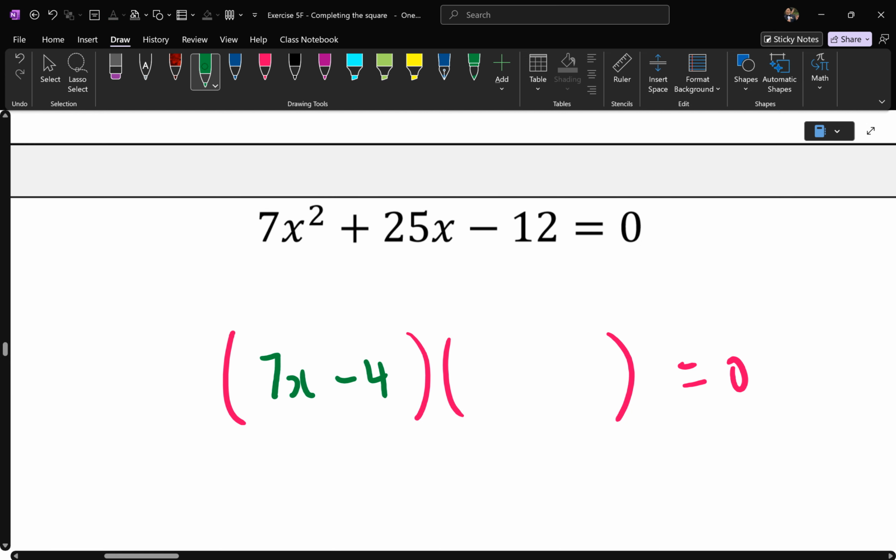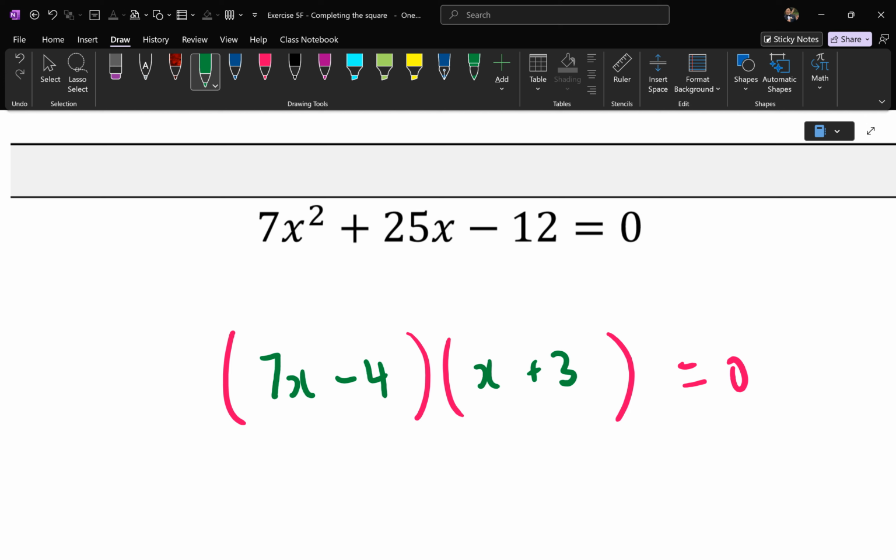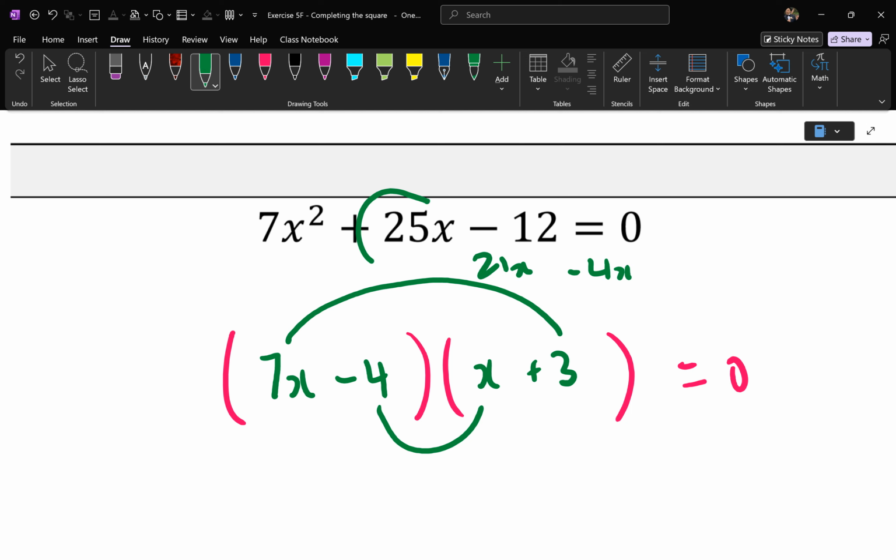7x minus 4 and x plus 3. Let's double check. That's negative 12. That's correct. But 21 minus 4, no, I don't think so, because 7 times that is 21x, but then this one times that is minus 4x. So 21 minus 4 doesn't give you 25, but we're close though.